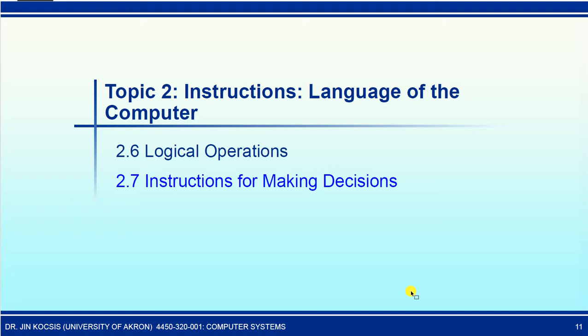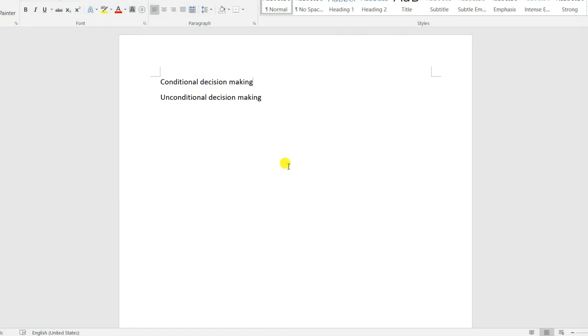So let's try to think. In normal daily life, how can we make decisions? Basically, we can have two types of decision: conditional decision and unconditional decision. Conditional means if certain requirements or conditions are satisfied, I will do something.